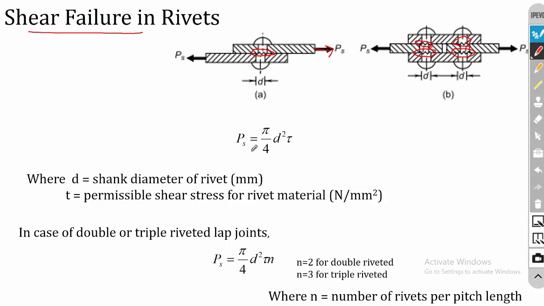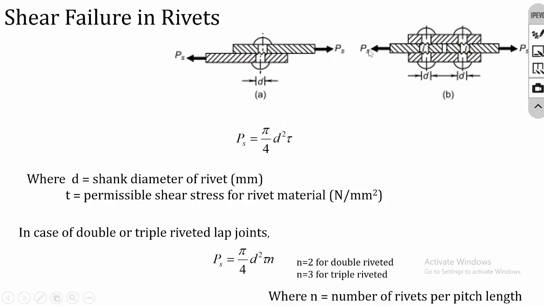Okay, fine. So the stress equation is, we know that the load is equal to area into stress. So the load is P_S, that is equal to area, pi by 4 d square, times tau. Here d is the diameter of the rivet and tau is the permissible stress of the rivet material in shear. In case of double or triple riveted joints, for example if two rivets are formed like this, you have to multiply by 2. So this n depends on the number of failure areas. Here it is 1, 2, 3 and 4, so you have to multiply by 4. It depends on the number of rivets and the number of failure regions. So this is the shear failure.